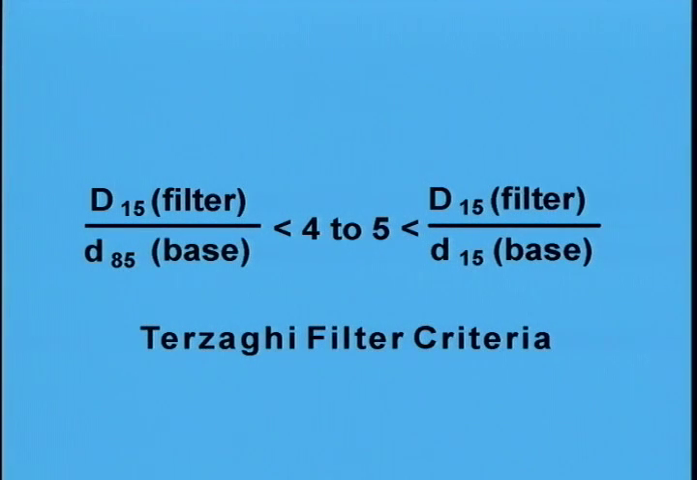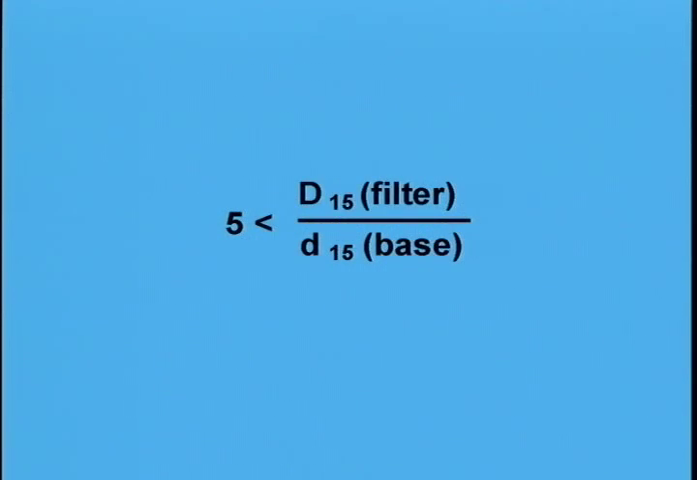Terzaghi also proposed that the D15 size of the filter be 4 to 5 times greater than the D15 of the base material. The purpose of this was to ensure that the filter had appreciably greater permeability than the base material. We need to recognize also that over the years, considerable research on filters has been carried out by the U.S. Corps of Engineers, the U.S. Bureau of Reclamation, and the Soil Conservation Service.